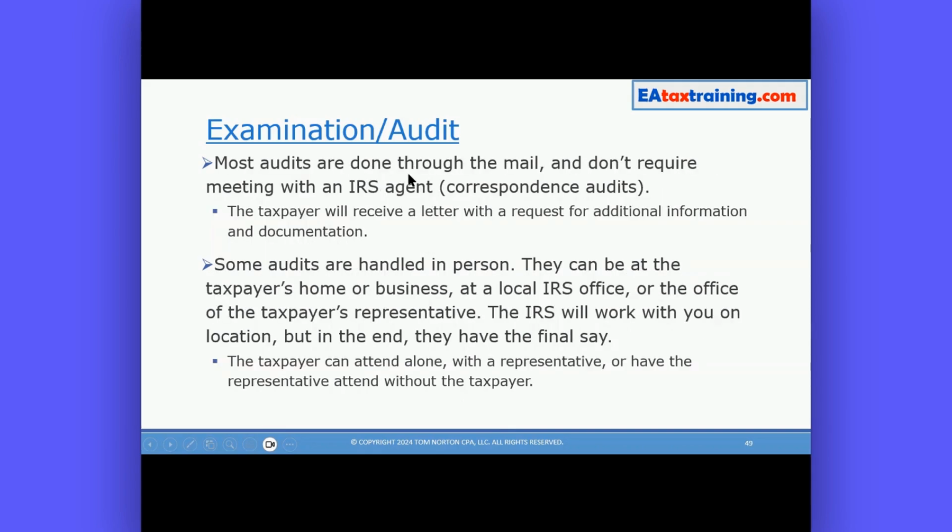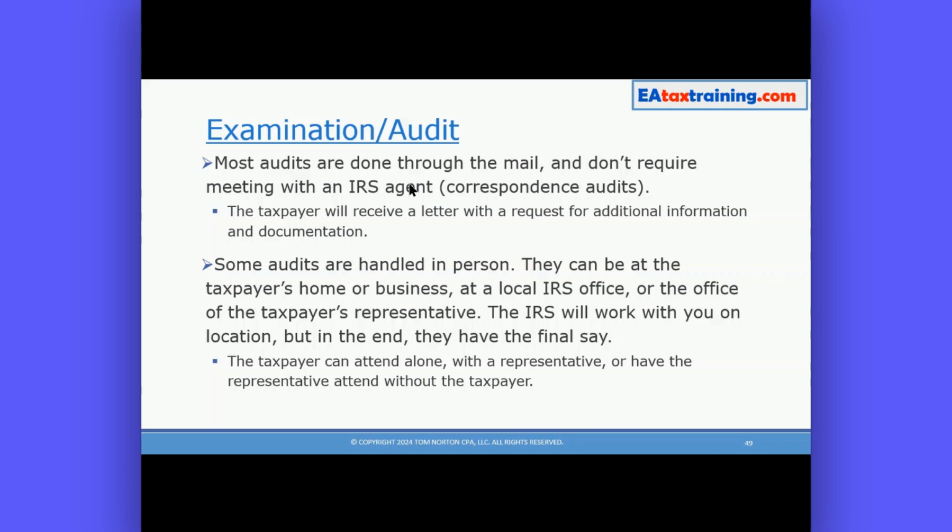Most audits also are done through the mail. So again, when people think of an IRS audit, they're thinking about somebody knocking on their door and wanting to do an audit, or the IRS calling them into their office. And of course, that happens. But most of the time, it doesn't. Most of the time, it's just done through the mail. It's called a correspondence audit. The IRS will send the taxpayer a letter. They'll request additional information, and then you just respond by sending that additional information, and then the IRS reviews it.